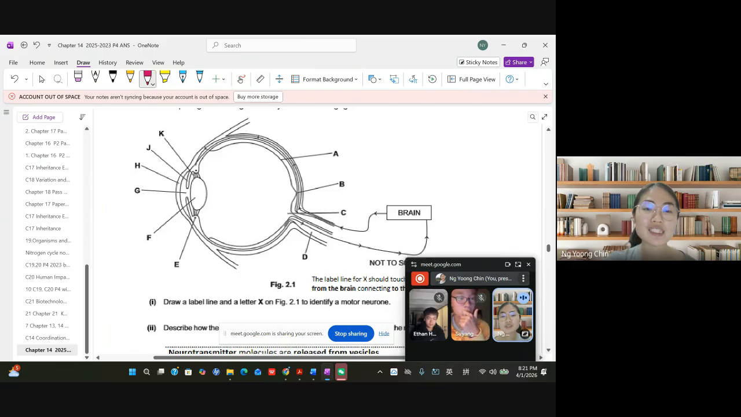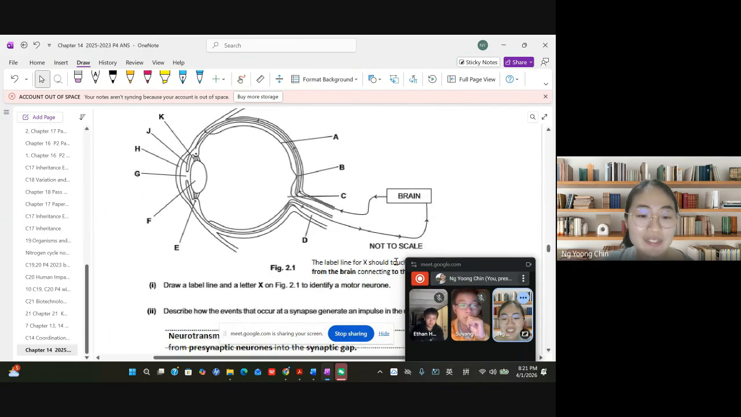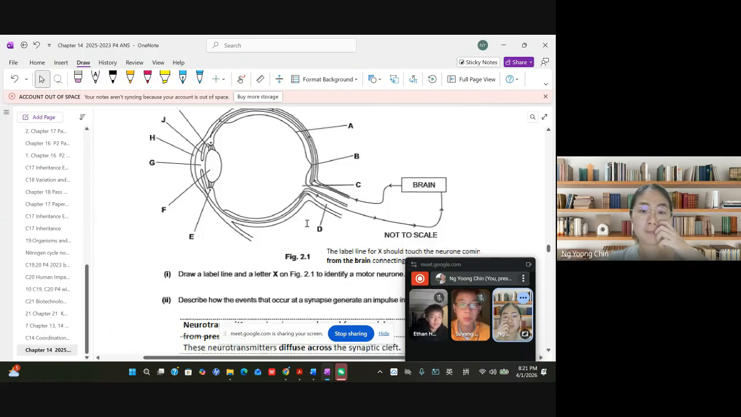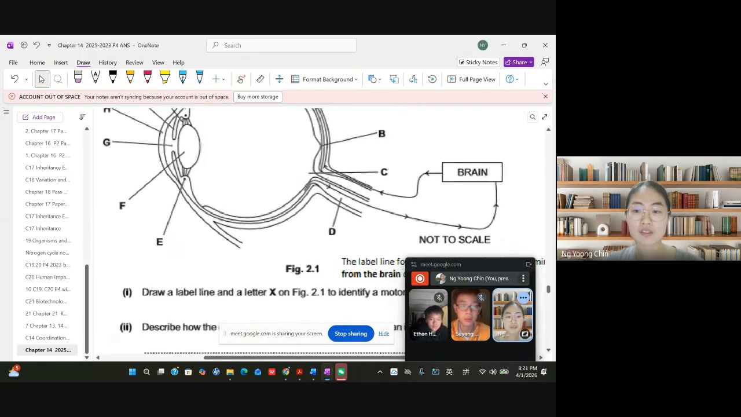And then for this one, you should label it. Draw a label line and a letter X to identify the motor neuron. So where is the motor neuron? How are you able to find the motor neuron? You can see here is a neuron. From this neuron, they connect to the brain.